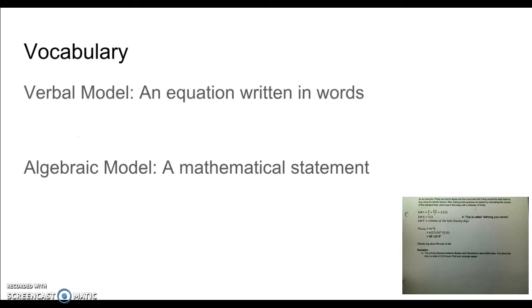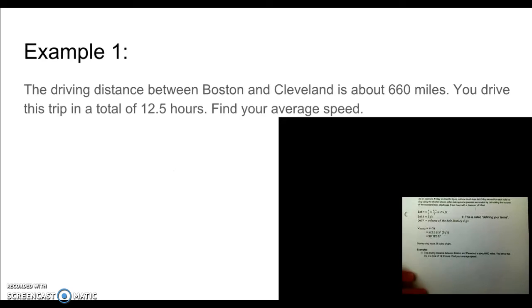So we've got a couple of definitions I'd like you to write down at the top of your notes. The first is a verbal model, which is the equation written in words, and sometimes you'll be asked on various quizzes or tests or on the I-step to write down what the relationship is. So we're going to write that in words first, and then also on the I-step, many times you're asked to write down an equation that you could use to solve a problem, and that is an algebraic model, the mathematical statement that we'll use to solve the problem. So let's take a look at a couple of examples.